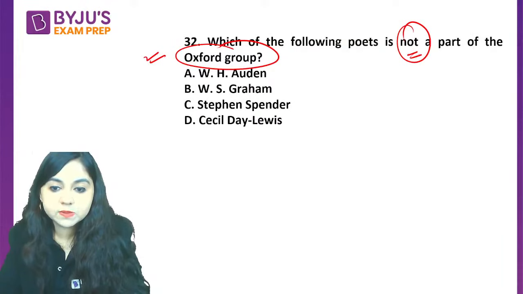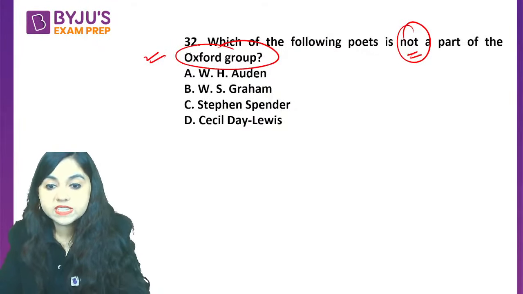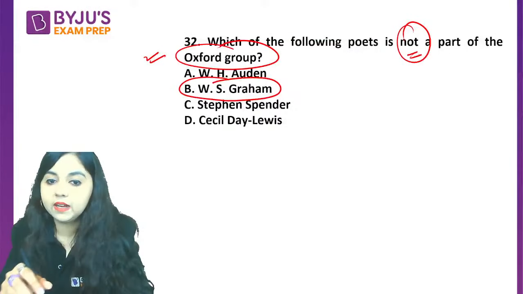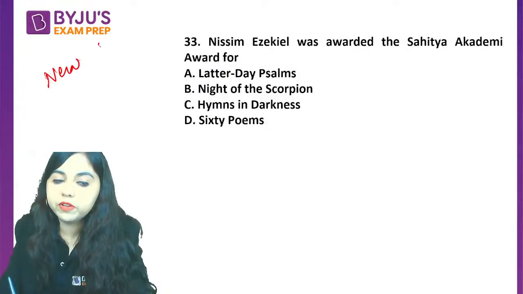W.H. Auden, Stephen Spender, Cecil Day Lewis, Louis MacNeice, all of these were people who had leftist ideas. W.S. Graham is the right answer. He's the odd one out. Right, New Lines movement poets. This is what we had looked at today, right?